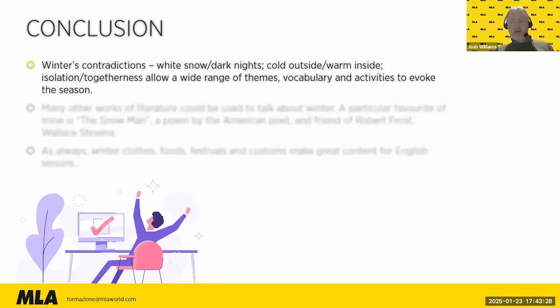Anyway, to conclude, as we just saw, the contradictions of winter are quite interesting to talk about with students. We have the white snow, but the dark nights. We have the cold outside, but warm inside. We have the isolation, that is, you're cut off from other people. There's not many people in the streets. But the togetherness that, as a few people mentioned in the chat, you're together with family at home.